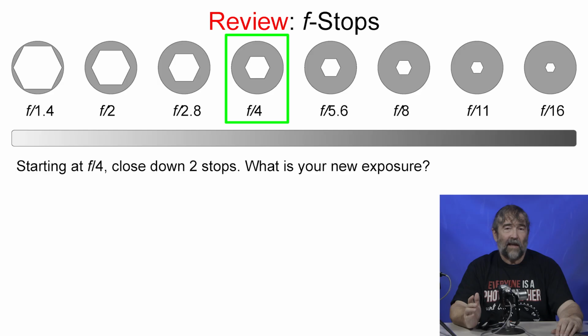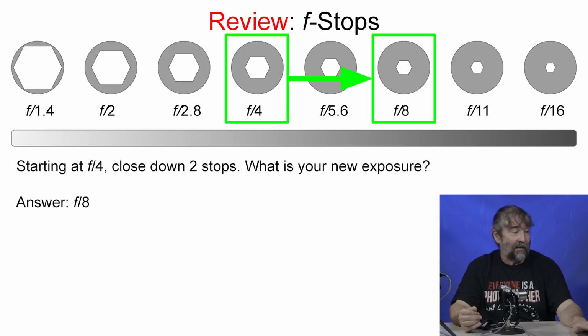If we start at F4 and we want to close down 2 stops, where do we end up? That one's pretty easy. Close down literally means we're closing the hole, we're making it smaller. So if you look at the graphic there and just slide 2 to the right, you end up at F8.